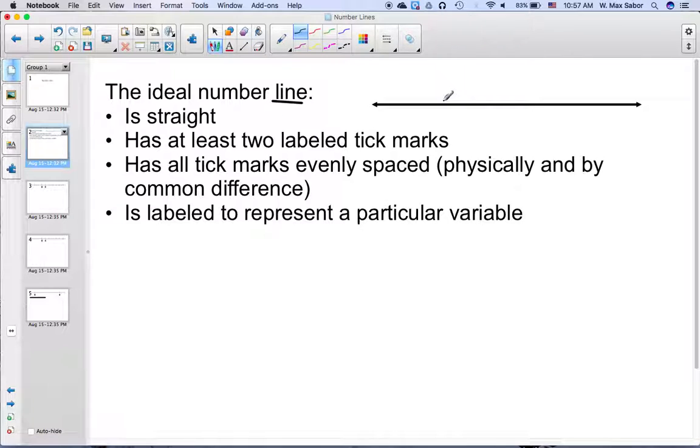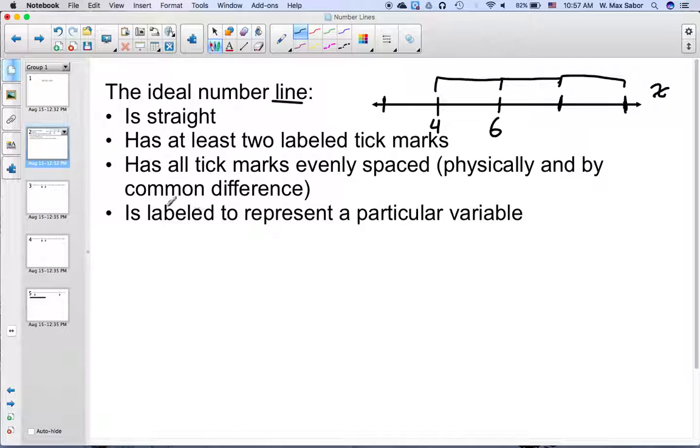It's going to have at least 2 labeled tick marks. So if this is 4 and that's 6, that is at least 2 labeled tick marks. All tick marks must be evenly spaced physically and by common difference. So if I put another tick mark down here, that doesn't make sense. Then the next tick mark should be this same distance. So whatever this distance is, I should also go the same distance over here. So that's where it should end up. And then the next tick mark would be the same distance that way.